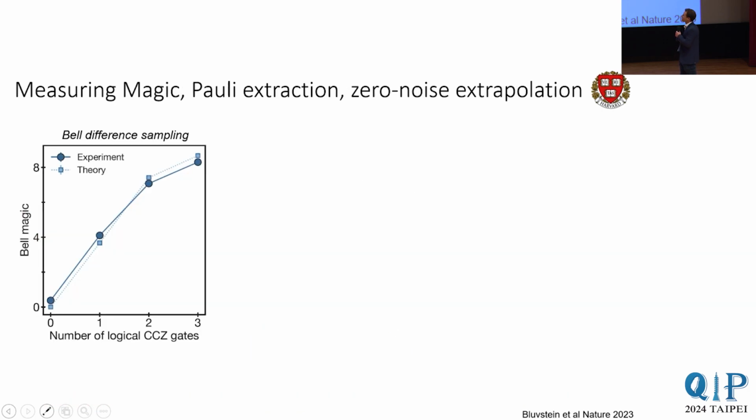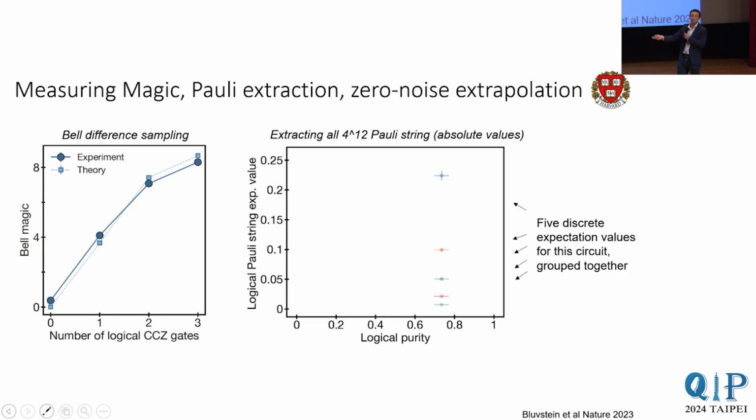I think I'm running out of time, so I'll just breeze through this, but we can also use this two-copy data, for example, to measure the amount of magic in the system. So we measured the amount of logical magic generated as a function of the number of logical CCZ gates. We can also use it to extract all of the Pauli expectation values.